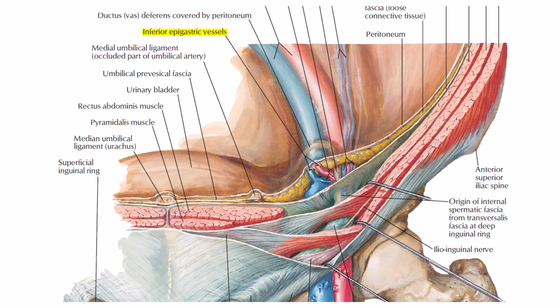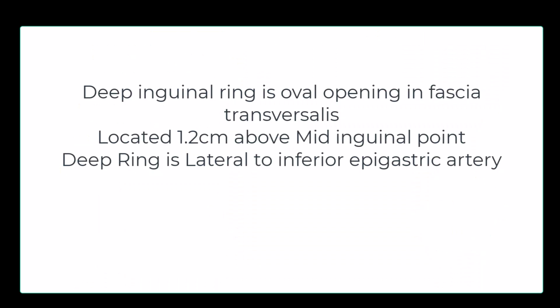I'm summarizing these points: the deep inguinal ring is an oval-shaped opening. This opening is in the fascia transversalis. It's located 1.2 centimeter above the mid-inguinal point and it's immediately lateral to the inferior epigastric artery.